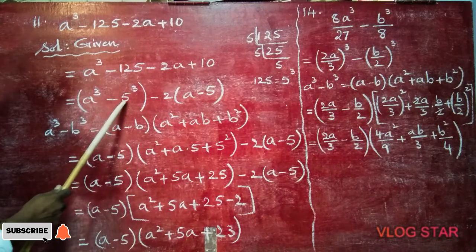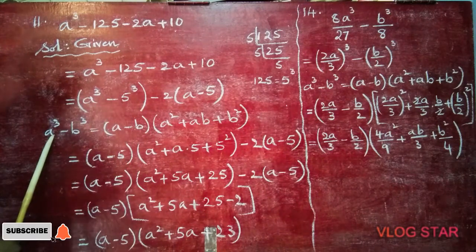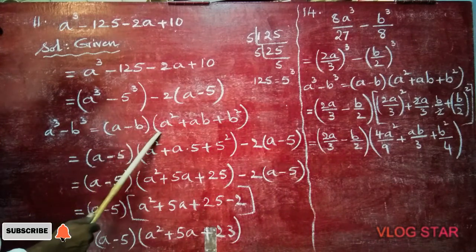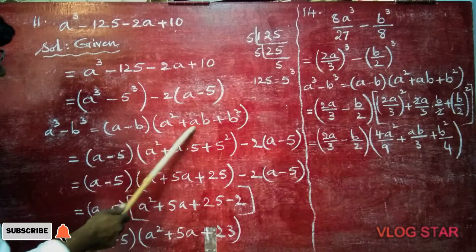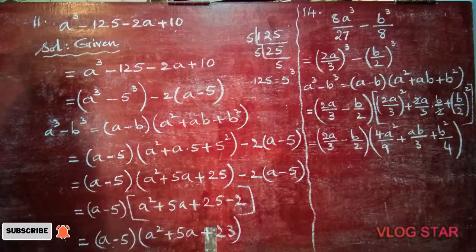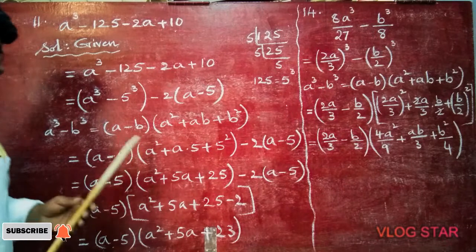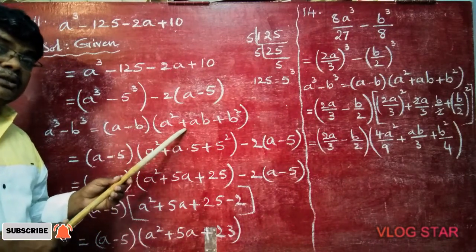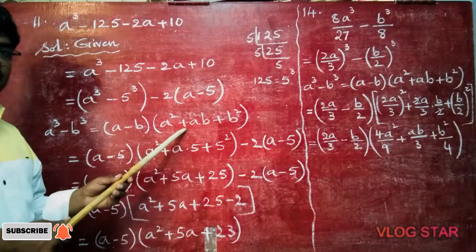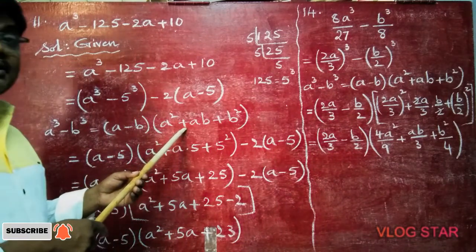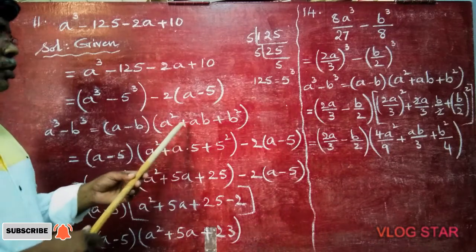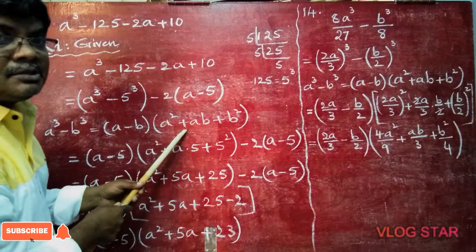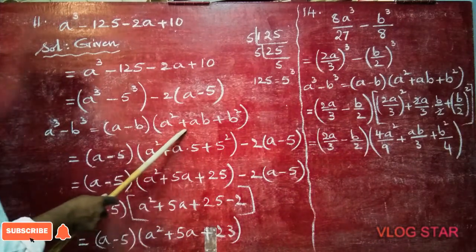Now a cube minus 5 cube means in the formula, which formula? a cube minus b cube is equal to a minus b into a square plus ab plus b square. Very easy to remember these formulas. If you get minus here, automatic here plus. This is small logic. No magic, just apply logic. Suppose here comes plus, there comes minus. Quite opposite. Keep in mind.